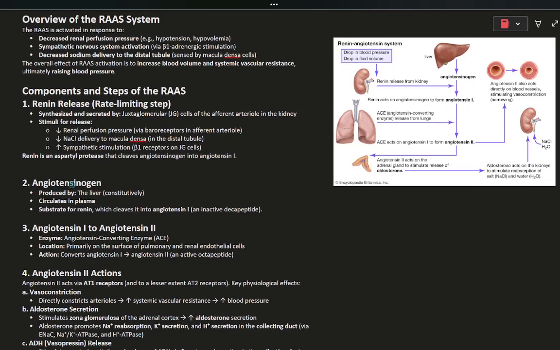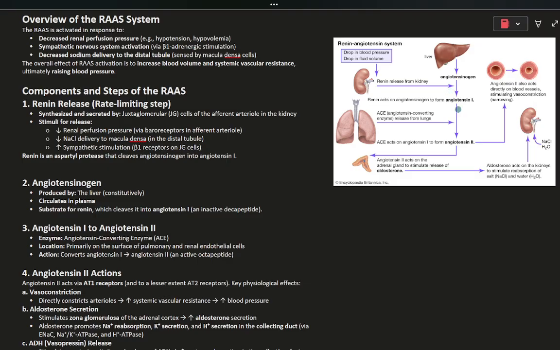Next, we have angiotensinogen. Now, angiotensinogen is actually produced by the liver, and it is going to circulate in the plasma until it contacts renin. So, remember how we said that renin is technically an enzyme? Well, if that is the case, then angiotensinogen happens to be the substrate for renin, which is then cleaved. So the angiotensinogen is cleaved, leading to the production of angiotensin 1. And angiotensin 1 can be described as an inactive decapeptide.